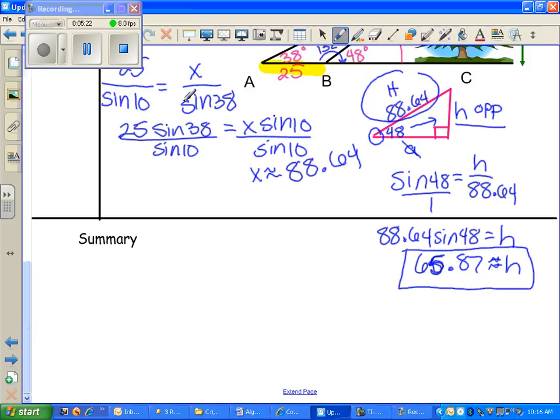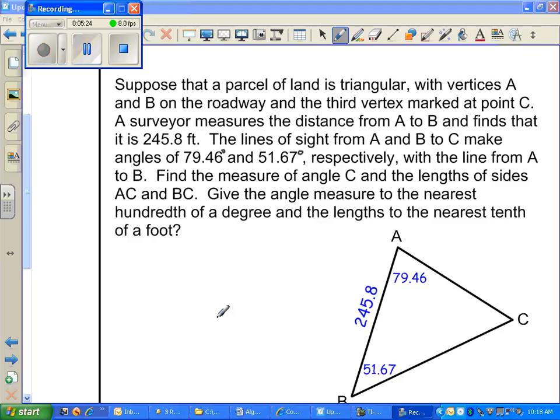And that's the height of the tree. Suppose that a parcel of land, triangular, vertices A and B on the roadway, third vertex marked at point C. You'll see questions like this where they're looking across a river. There's one I know that's like that. And they're measuring distances of things that they can't actually walk to.